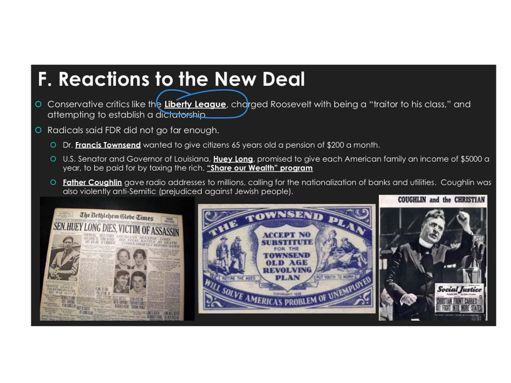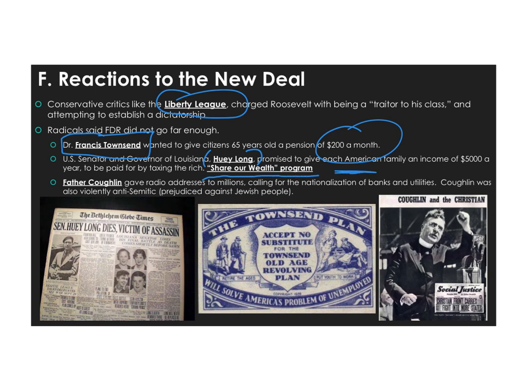But critics of the New Deal weren't all conservatives like the Liberty League saying, "Hey, this is too much." There's some like Francis Townsend, who wanted to give all citizens 65 years and older $200 a month, which was a lot more. Like I gave an example of $100, that was way more than they actually got. He was going to give them quite a bit of money per month. Governor of Louisiana Huey Long said every American family should get $5,000 a year, and you pay that by taxing the rich. He called it the "Share Our Wealth" program.